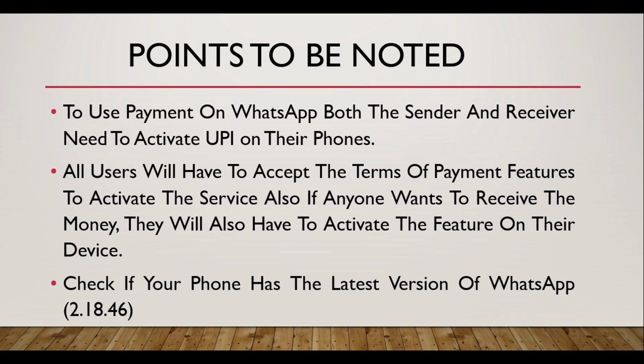To use payment on WhatsApp, both the sender and receiver need to activate UPI on their phones. All users will have to accept the terms of payment features to activate the service. Also, if anyone wants to receive the money, they will also have to activate the feature on their device. Check if the phone has the latest version or not.